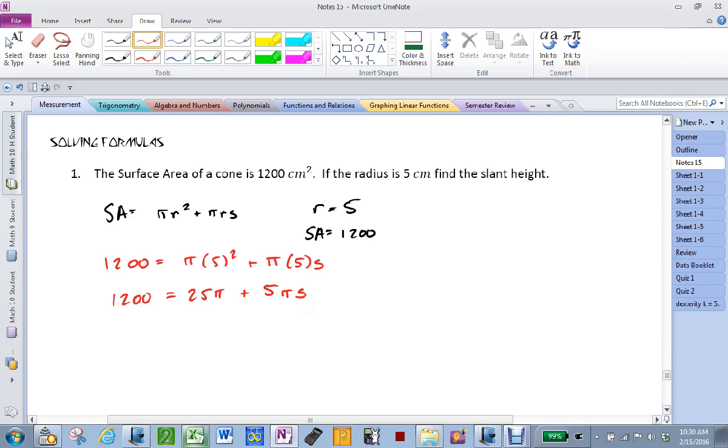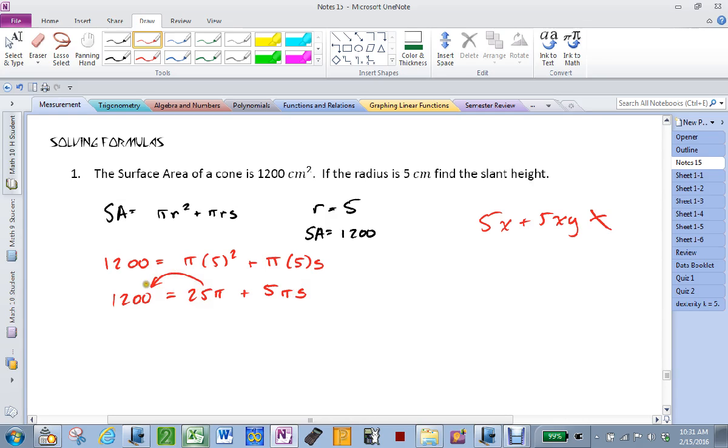Some of you are going to add this in your rush and get 30 pi s. Will that be correct? Why not? Because it's 5 times s. Would this be correct, 5x plus 5xy? No. Those are not like terms, are they? So are these like terms? No. So the first thing I got to do to get s by itself is I got to get rid of this, don't I? So that's got to come over here, correct?